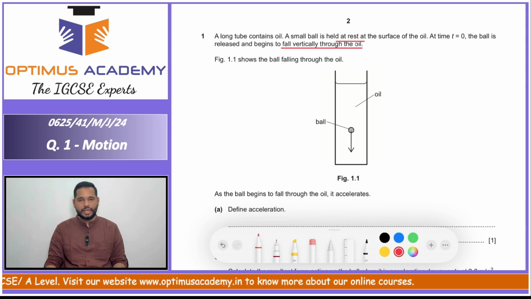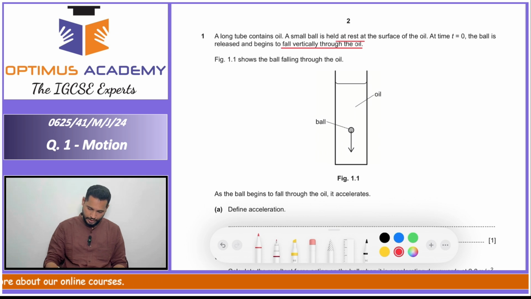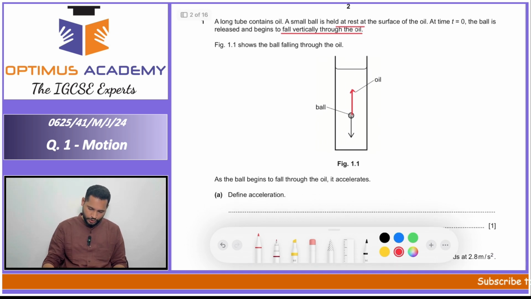Now we can understand that as the ball is falling through the oil, the oil is going to apply force on the ball in upward direction. We call that force drag force or resistive force from the oil. We will just mark that arrow pointing upward for the force applied by oil on the ball. Figure 1.1 shows the ball falling through the oil.